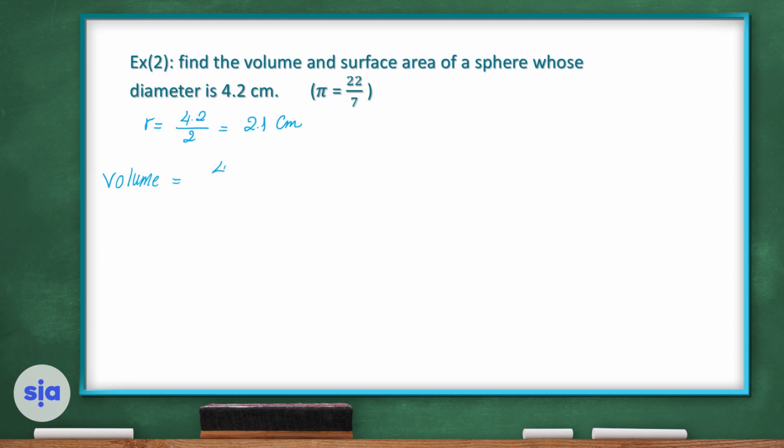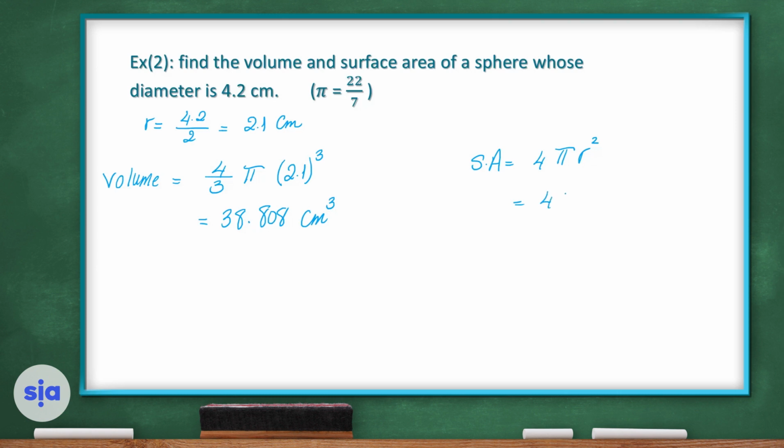the volume is 4 over 3 pi r cubed, where r is 2.1 cubed. Then the answer will be 38.808 centimeters cubed. To find the surface area of the sphere, it's 4 pi r squared.